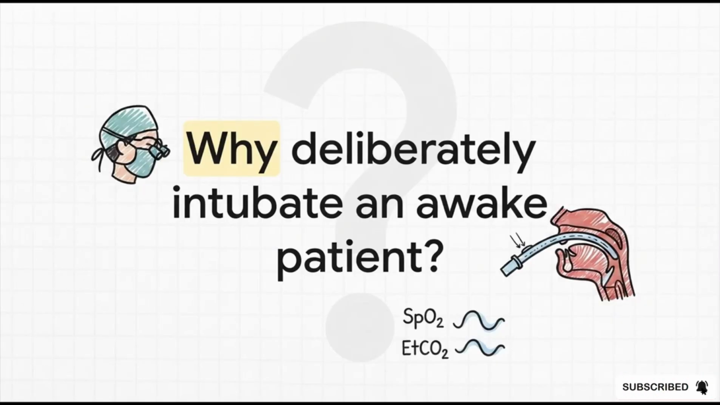So you gotta wonder, right? Why on earth would an anesthesiologist deliberately intubate an awake patient? And maybe more importantly, how do you actually pass a plastic tube down someone's throat without them completely panicking or coughing uncontrollably? Well, we're going to break down exactly how this highly specialized, incredibly controlled procedure actually works. The goal here isn't just to keep the patient awake for the sake of it, but to maintain their oxygenation and ventilation while safely navigating what can be a pretty treacherous anatomical landscape.